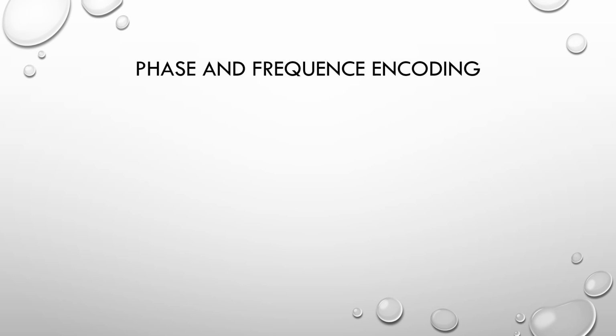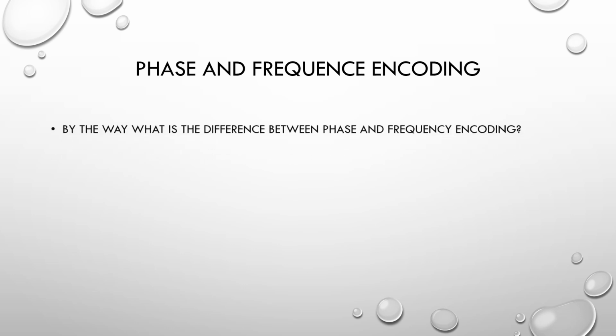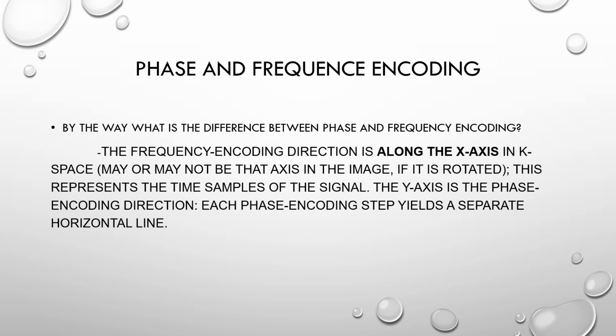Phase and frequency encoding. By the way, what is the difference between phase and frequency encoding? The frequency encoding direction is along the x-axis in k-space, which may or may not be that axis in the image if it is rotated. This represents the time samples of the signals. The y-axis is the phase encoding direction. Each phase encoding step yields a separate horizontal line.